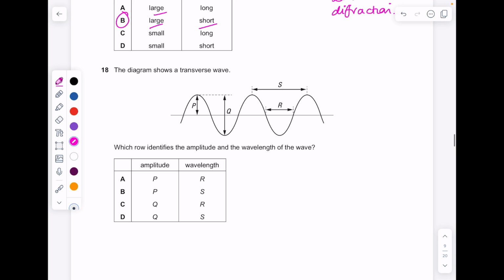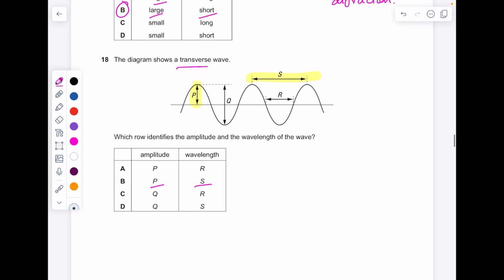The diagram shows a transverse wave. Which row identifies the amplitude and wavelength of the wave? So the amplitude is the distance from the equilibrium point to either the peak or the trough. So P is correct. Wavelength is the distance between 2 troughs or 2 peaks. The answer here is B.